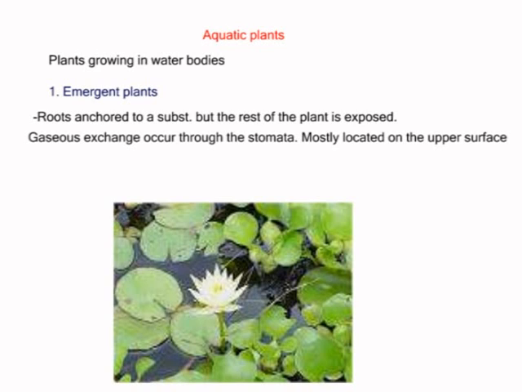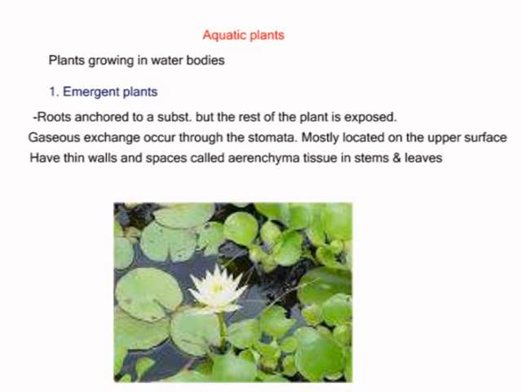Gaseous exchange still occurs in the stomata. These plants have most of the stomata on the upper surface of the leaf. The plants also have thin walled, large air spaces called the parenchyma tissue found in the stems and leaves. These tissues store a lot of air, making the leaf and the stems buoyant.